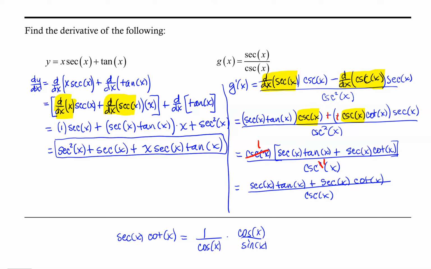And notice that in this case we can do some simplifying. The cosines can divide out, and we get 1 over sine x, and 1 over sine x is equal to cosecant of x. So while we cannot simplify secant x tangent x, secant x cotangent x, we can replace with cosecant of x.